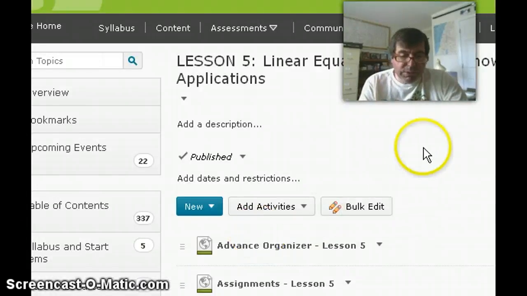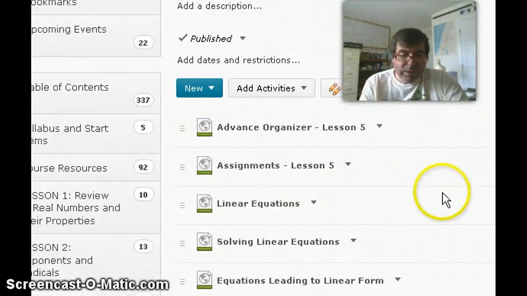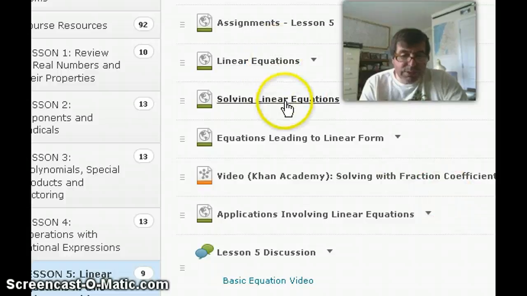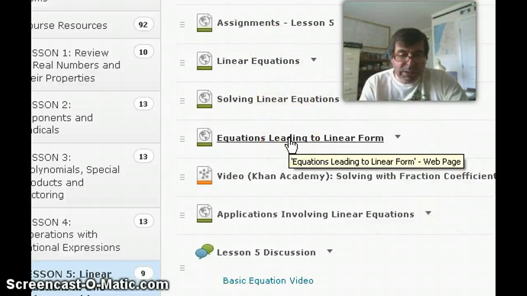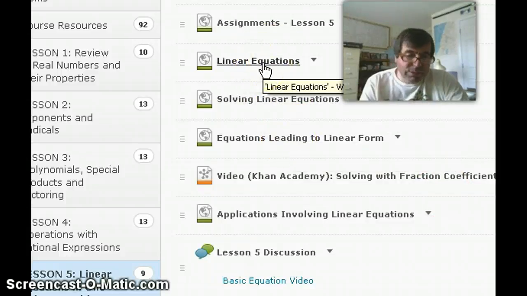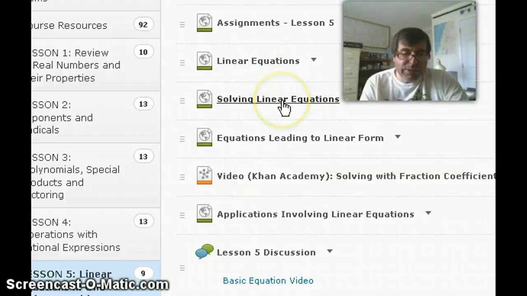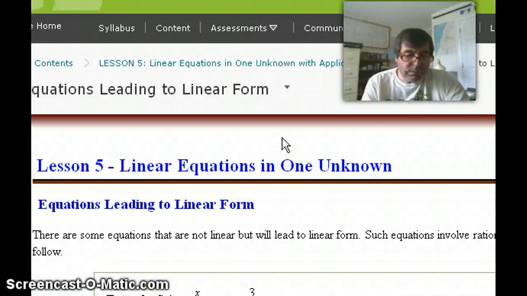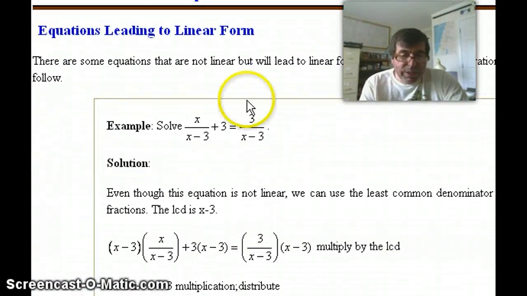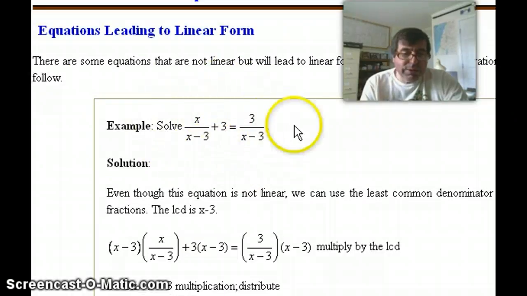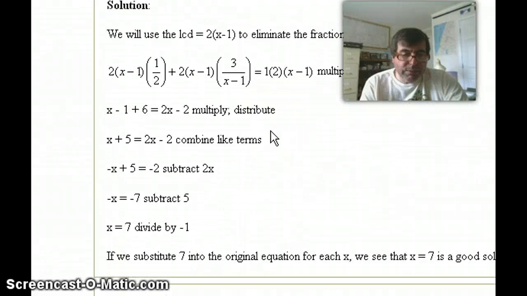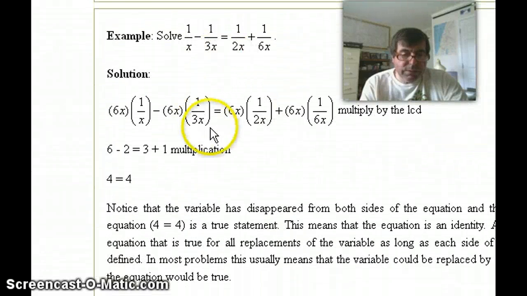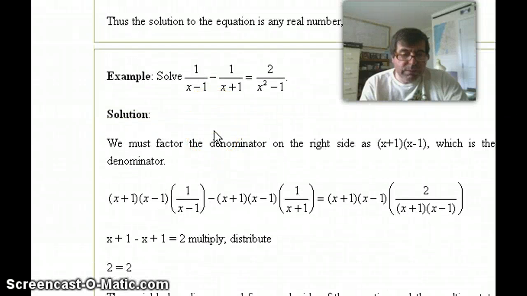Okay, so we were just looking at assignments here. Now here's some other readings. Linear equations, solving linear equations, equations leading to linear form. Again, this one is very straightforward, step by step. Let me click on this one for a moment. So now we have a problem that is like a rational expression. How are we going to solve that problem? Here's another one. Here's this one, which is more complicated.